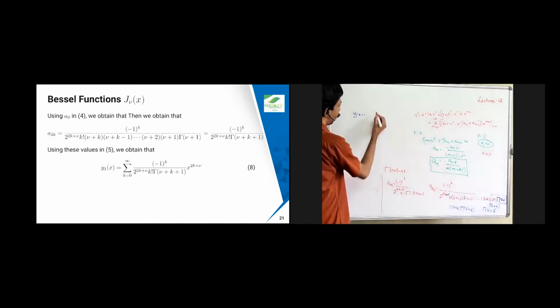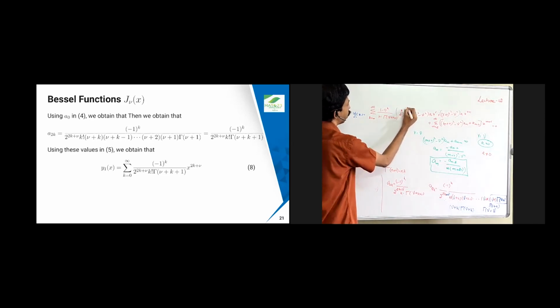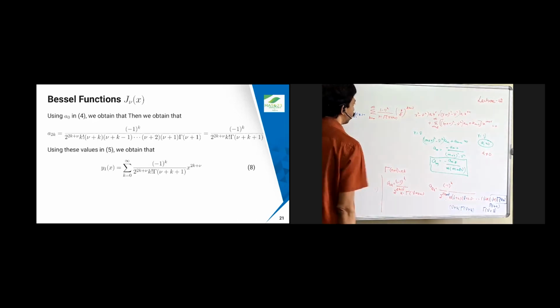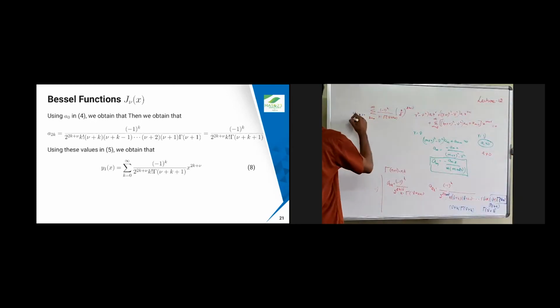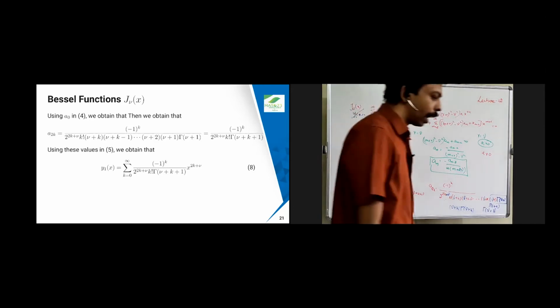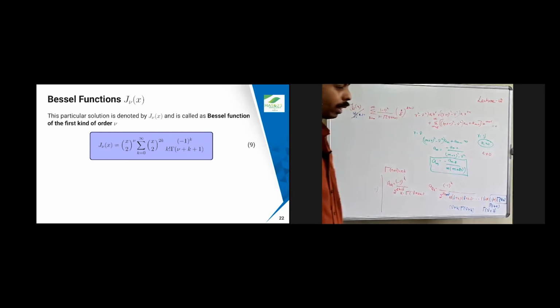So this is going to become the summation k equal to 0 to infinity, minus 1 power k, factorial gamma of nu plus k plus 1, into x by 2 whole power 2k plus 1. So this is going to be my j. This one I call j nu of x. So we have j n of x and this is called j nu of x. So j n of x is going to become a particular case of this one. That's what this is called.